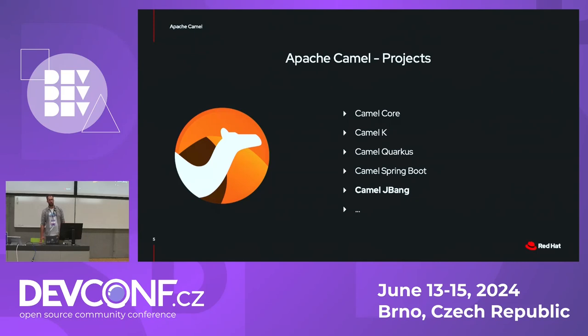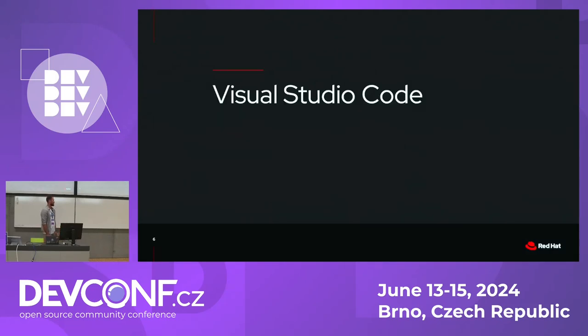Camel JBang brings the Camel CLI, which is something you need to use in terminal, and we are reusing it in the backend to bring the options how to integrate with the Apache Camel framework. So that's the Apache Camel framework in short, and let's move into Visual Studio Code.